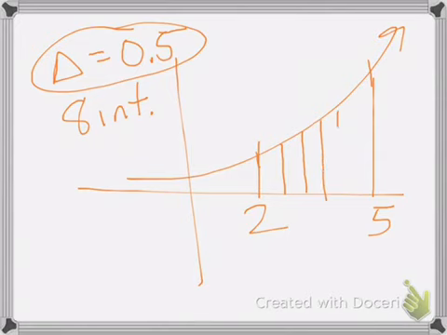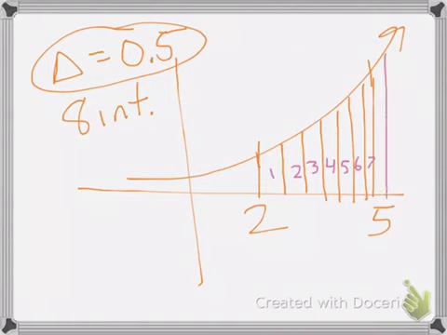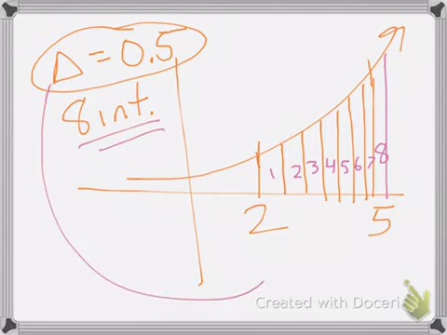Make believe all these rectangles have the same width. Here's 1, 2, 3, 4, 5, 6, 7. Let's sneak in one more. 8. Okay? So we have 8 intervals, which means that the distance of the rectangles has to be a change of 0.5 units.